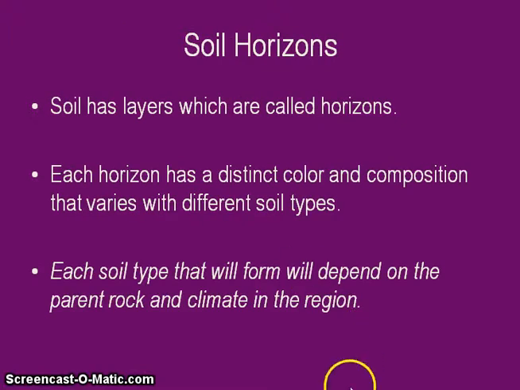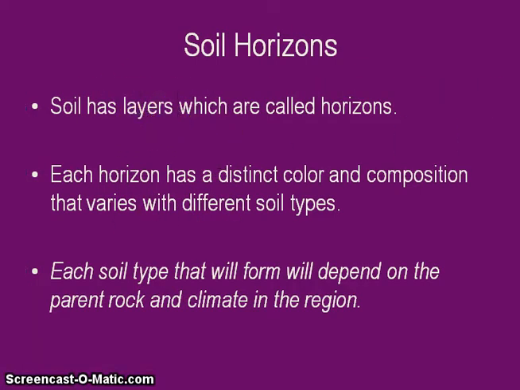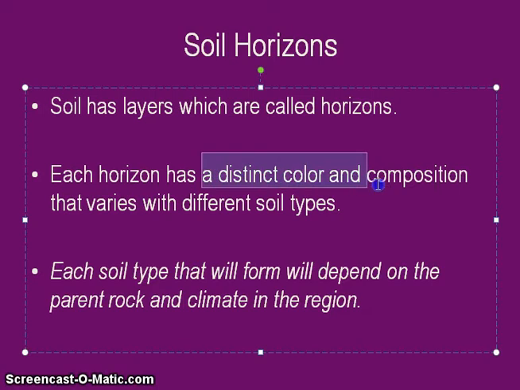Last thing here is soil horizons. Soil horizons are just basic layers in a soil profile. Okay, so I would highlight the word layers here. We're talking about, and we're going to learn about 5 specific layers in a soil horizon. Now, what's interesting about each horizon is that they have a very distinct color and composition that varies between different soil types. So, we're going to talk about today how each horizon is going to differ based upon what color it is and what it's made of.